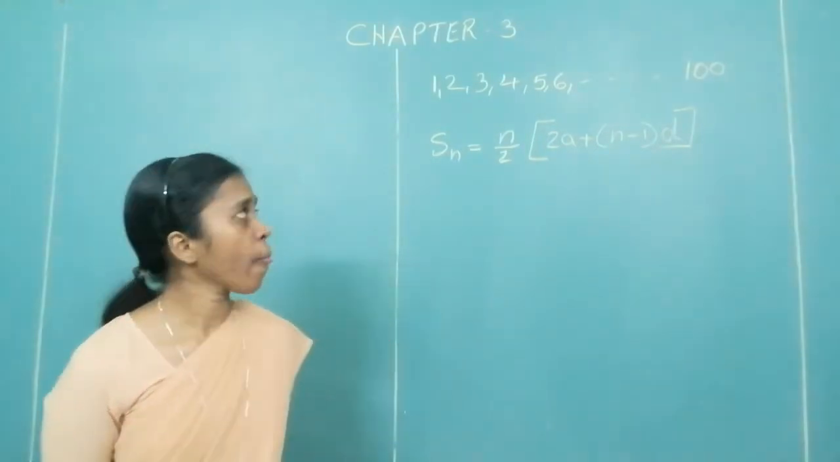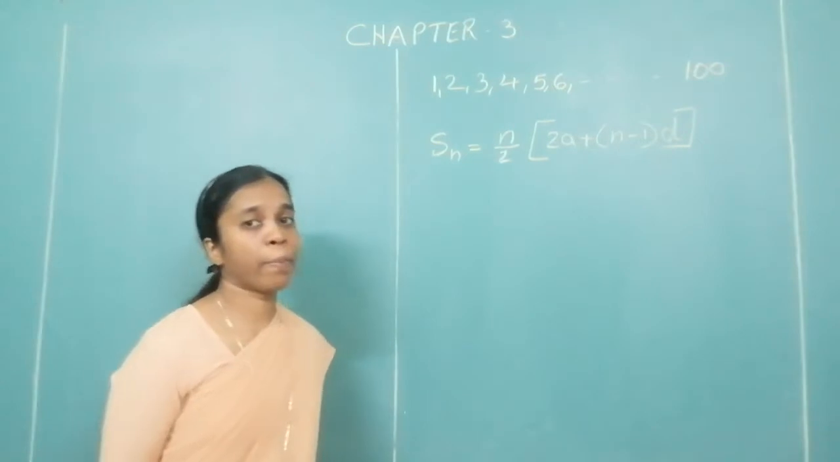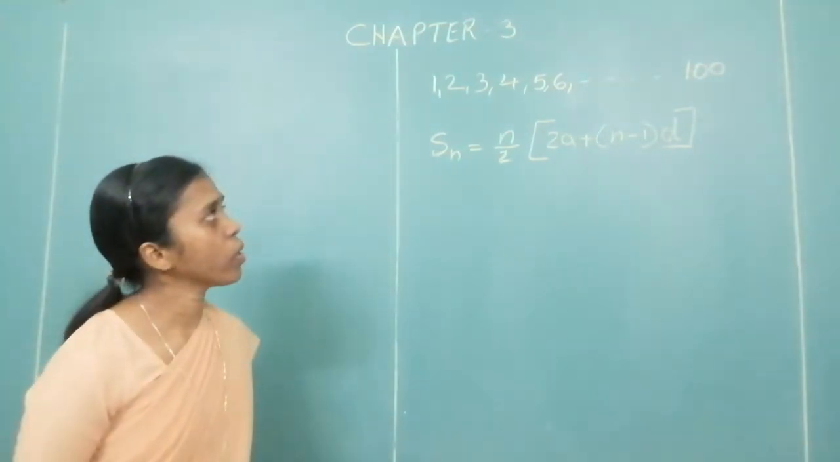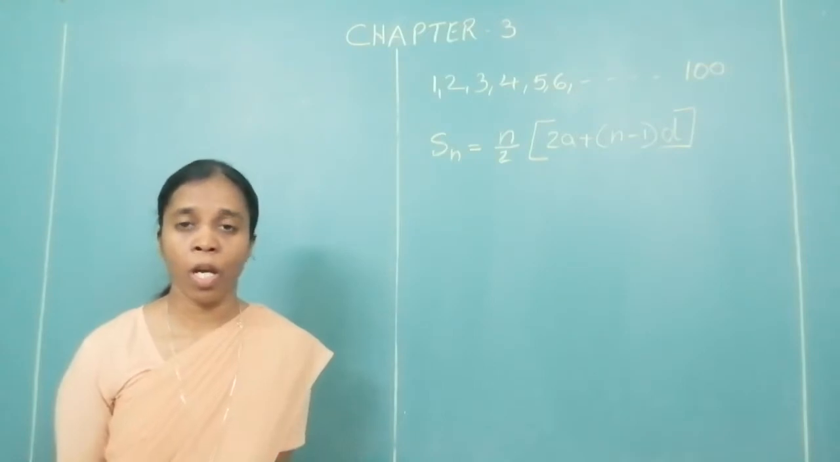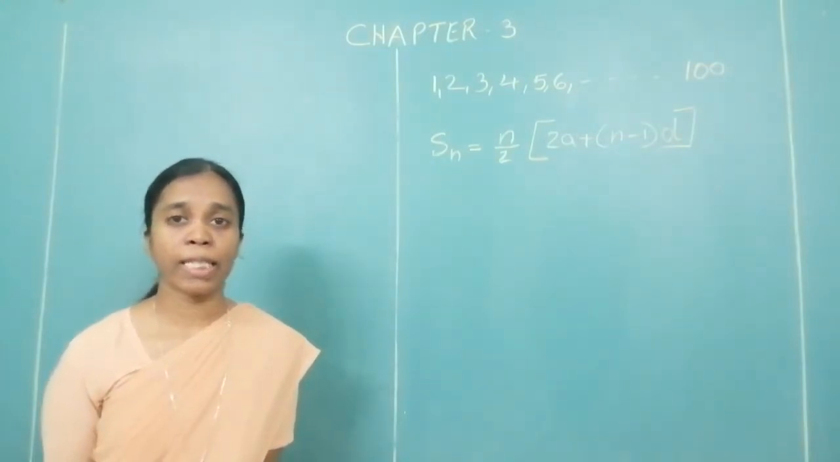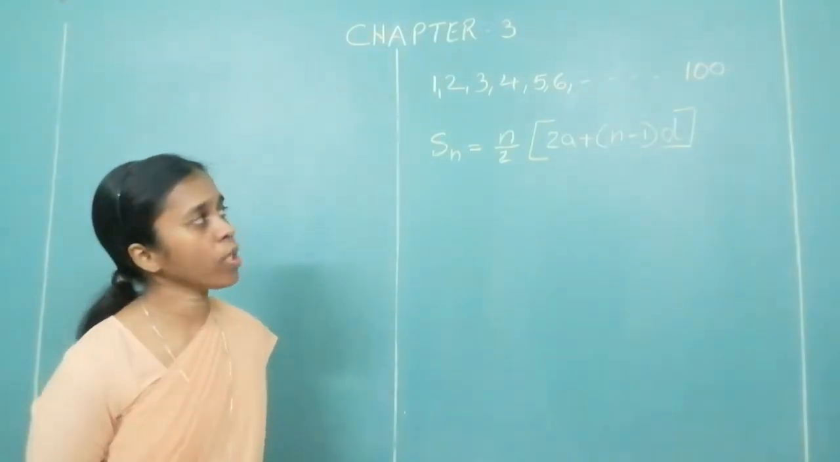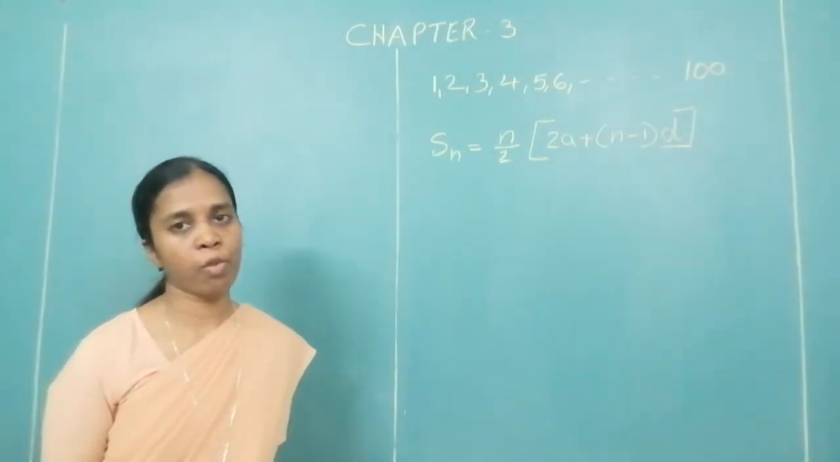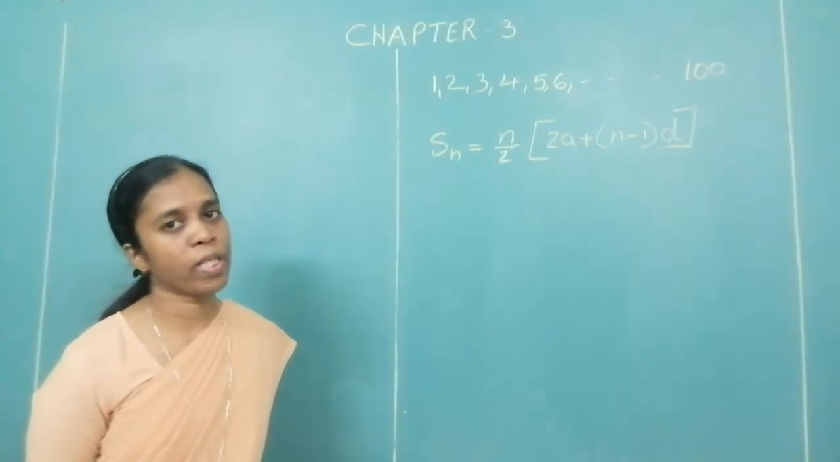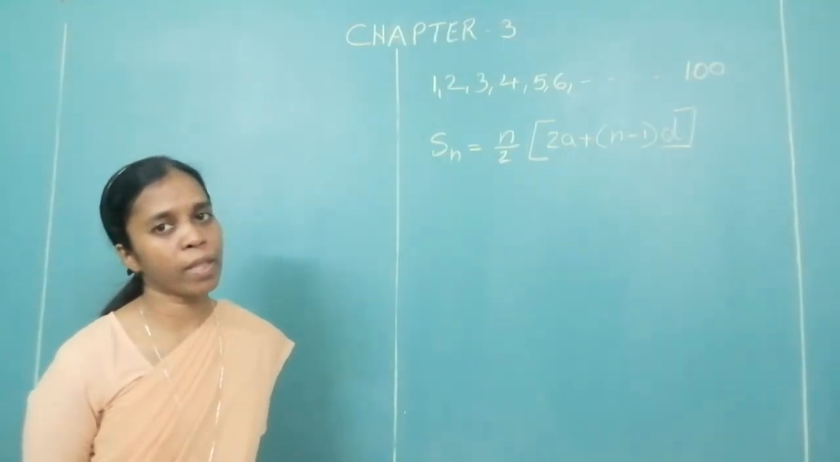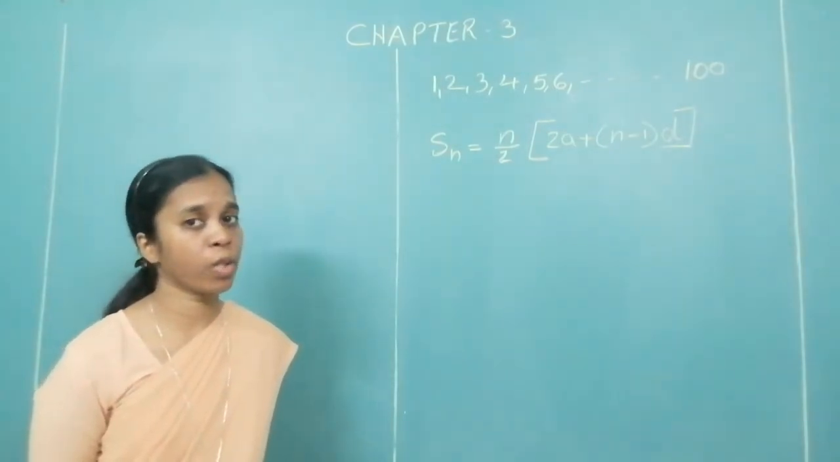Okay. Now, I have a sequence or AP written on the board. 1, 2, 3, 4, 5, 6, 7 goes on till 100. I want you to find the sum of all the terms of this AP. Sum of means what? You have to add them. 1 plus 2 plus 3 plus 4 plus 5 plus 6 plus 7 plus 8 plus 9 till 100, we have to add them.